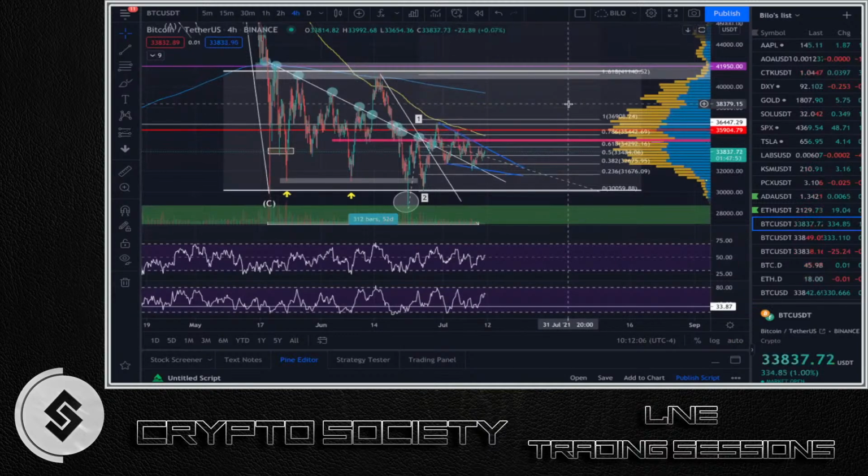So a lot of mixed signals. Going back just to refresh, this line is important. We're above this line. We are in this accumulation phase. We do have some wedges pointing to the downside, which are bullish. But aside from that, it's a wait and see situation.